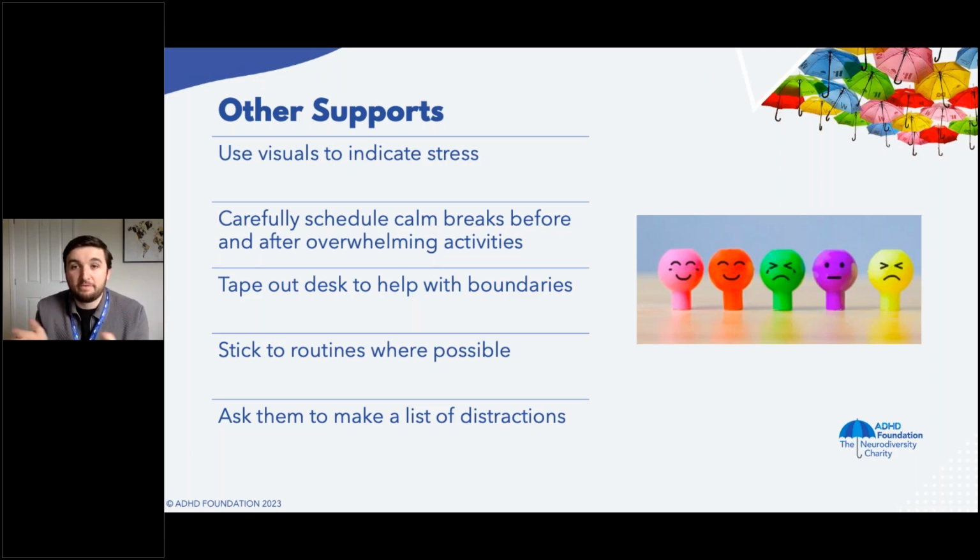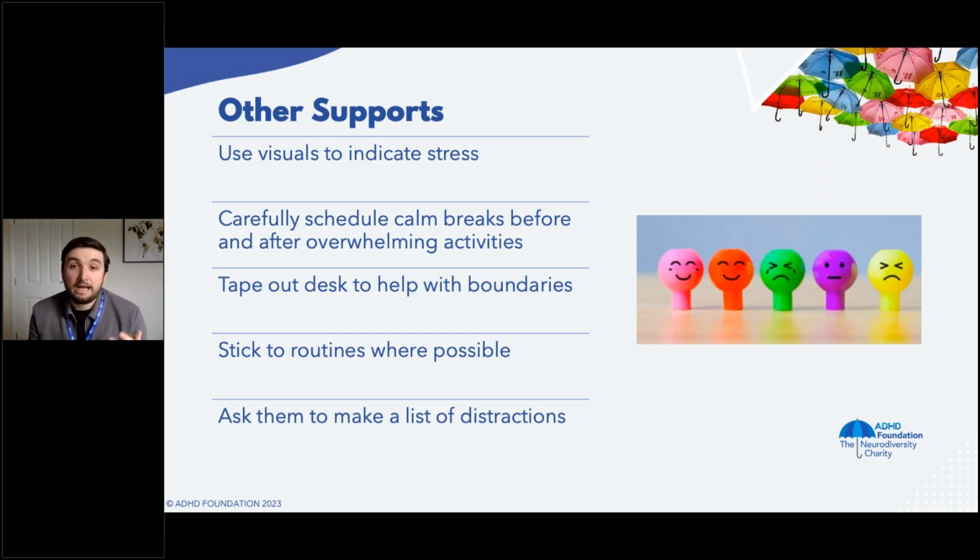Some of these senses can lead to difficulties, especially when we think about proprioception and the tactile sense. They might lead to issues around boundaries and personal space. So sometimes taping out sections of the desk can help, or for some of the little ones, having designated spots on the carpet that they sit in. Sticking to routines wherever possible, which is not always going to be easy.